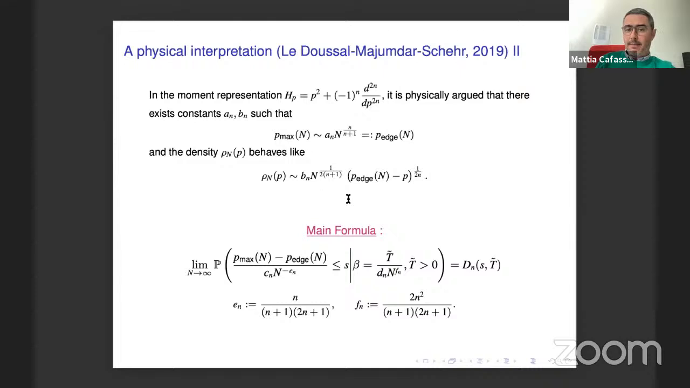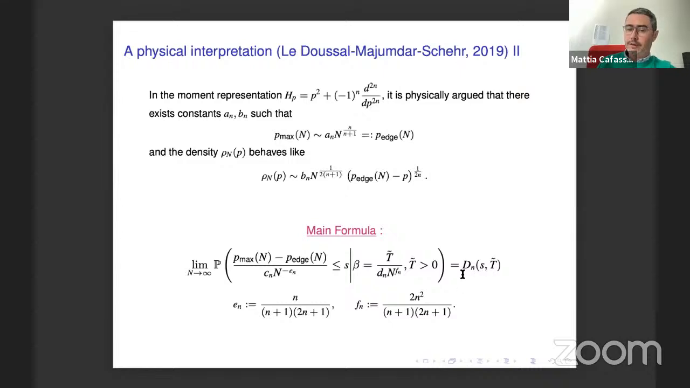The density behaves in this way, and here again we have a critical exponent which depends on small n, and it is physically argued that if you do this very explicit rescaling of the maximum momenta of your fermionic system, the limiting law is given by this general Fredholm determinant that I was describing.